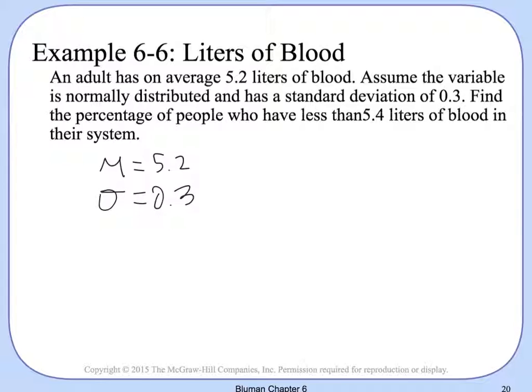Find the percentage of people who have less than 5.4 liters of blood. Okay? So the percentage, isn't that the same as probability? Yeah? Okay? So we want, what's the probability that we have less than 5.4 liters of blood? This number, guys, this is my x value. It's not a z value. It's just a data value. This is a data point, so we're just going to call this x. So we are finding the probability that x is less than 5.4.